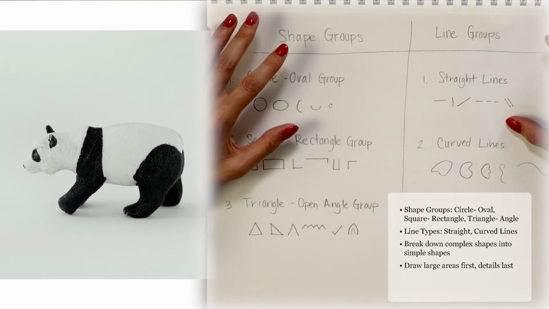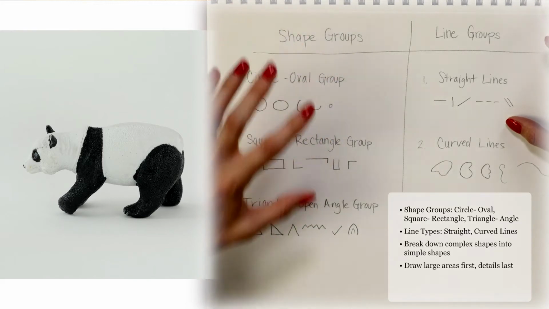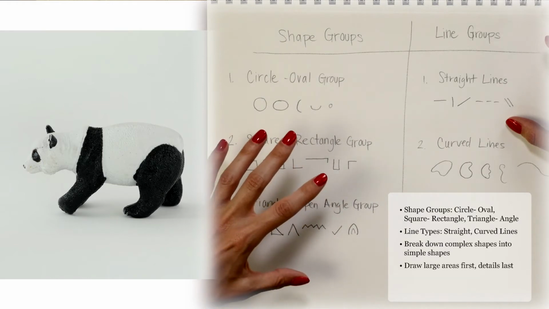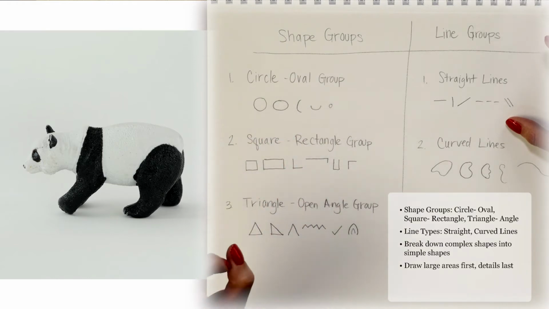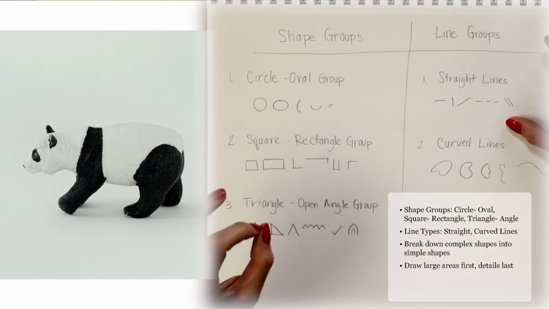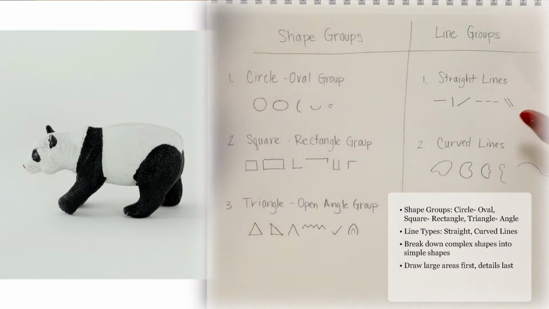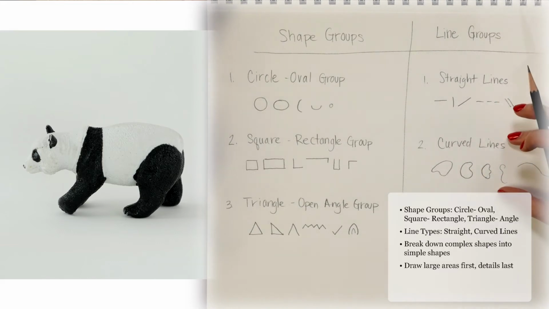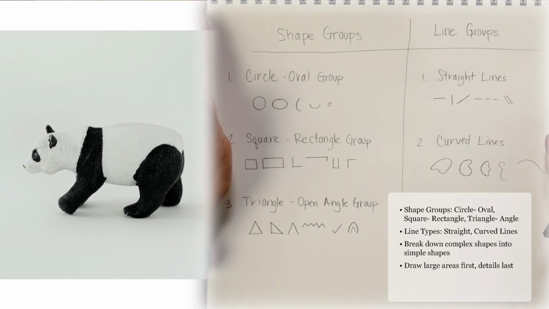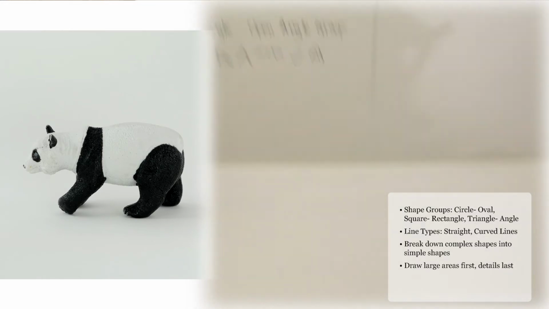And the idea is that if I can't get the largest parts and the medium parts and the small areas of form to conform to one of these shape groups, then I'm going to break it down even further into my straight lines or curved lines to fill in those gaps. So let me go ahead and start a drawing, and I'm going to show you how to do that.